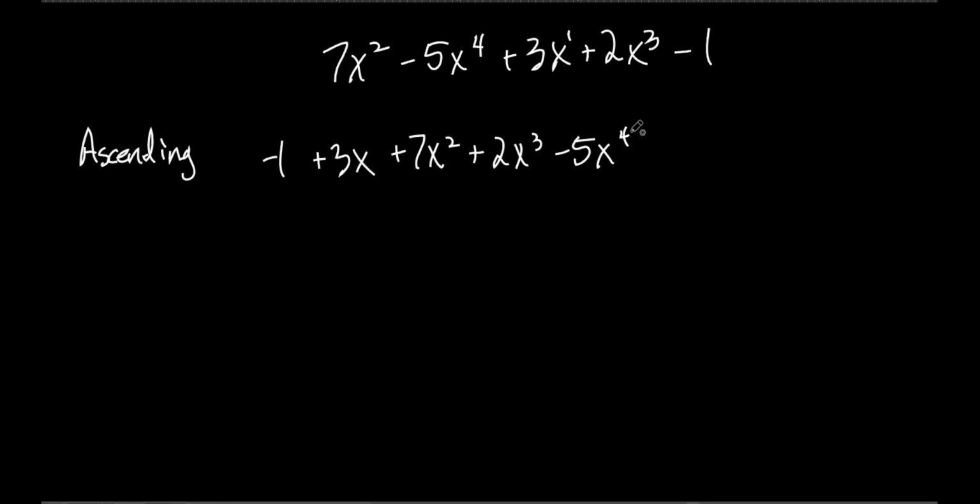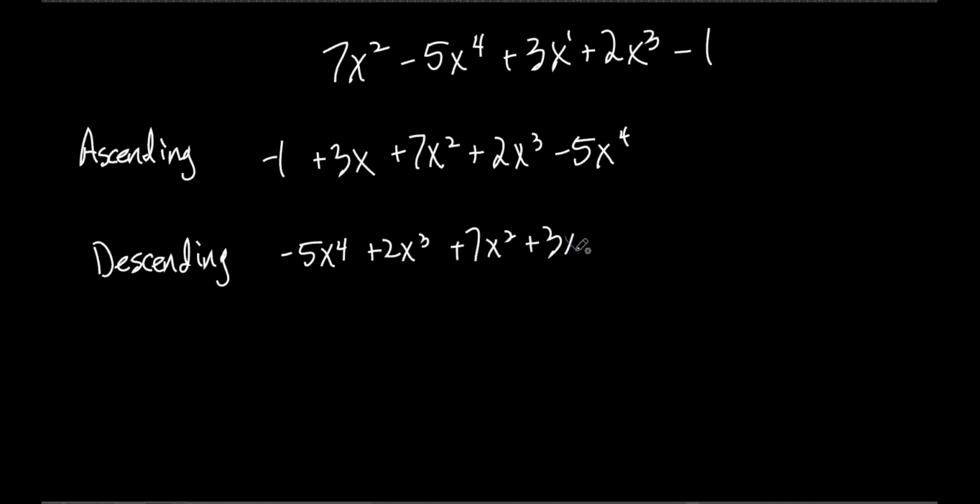But the one that I think is the most important is descending order. When we start doing algebra, some math with these polynomials, almost every single time, you're going to put it in descending order. So let's do that. It's the same thing backwards, so it's a lot easier. Once we got it in order, we can just go backwards. So it's negative 5x to the fourth plus 2x cubed plus 7x squared plus 3x minus 1.